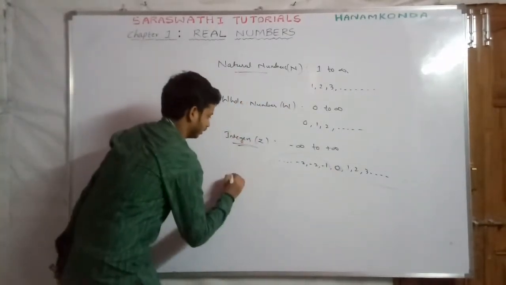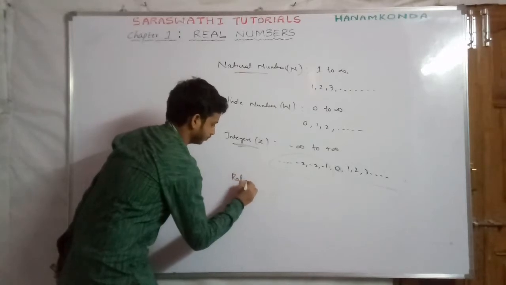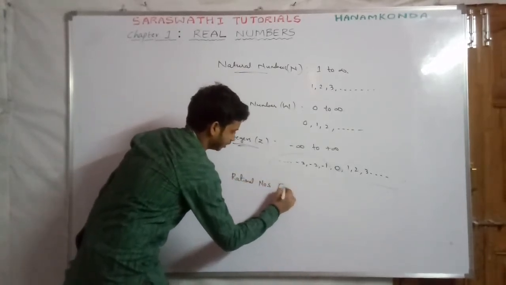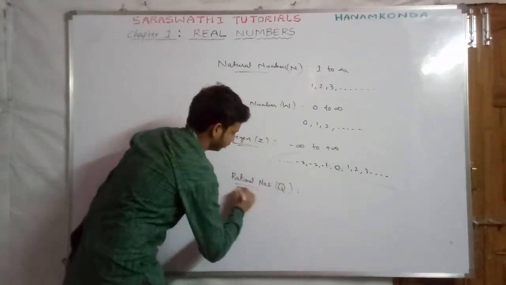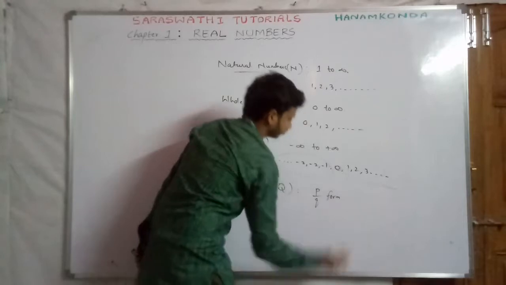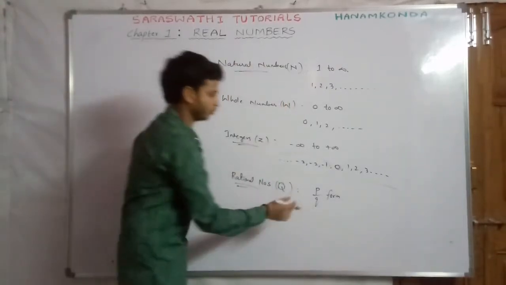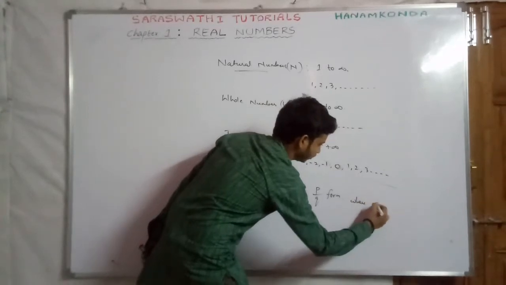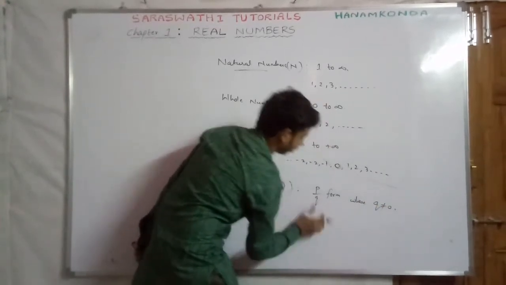Okay, so next, rational numbers. Rational numbers are denoted by Q. The numbers which are in the form of p by q, that means it must be in the fraction form, where q is not equal to 0. So that means the denominator must be not equal to 0 here.